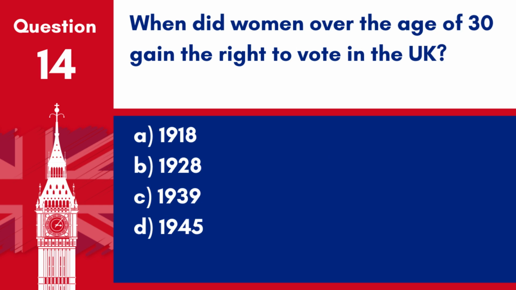Question 14. When did women over the age of 30 gain the right to vote in the UK? A. 1918. B. 1928. C. 1939. D. 1945.